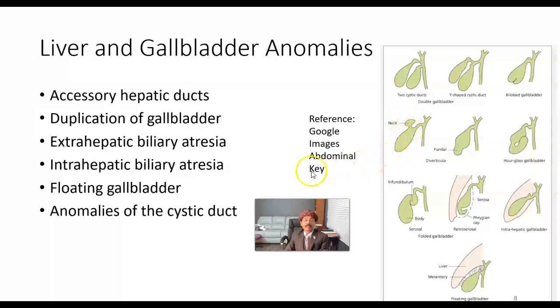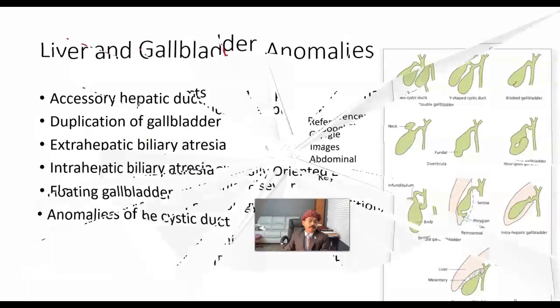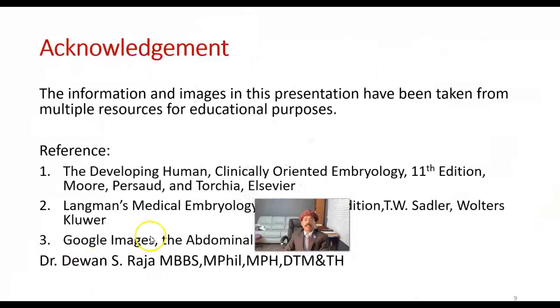So these are all anomalies. This is very important for the surgeon who does cholecystectomy. They should know the anatomy and possible anomalies of the gallbladder. So anomalies of the gallbladder are more common than those of the liver itself. And that's all about the development of the liver.